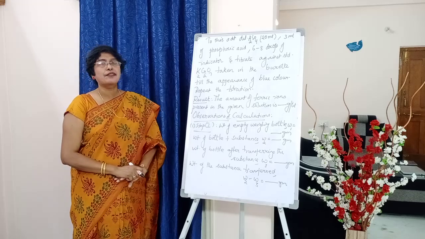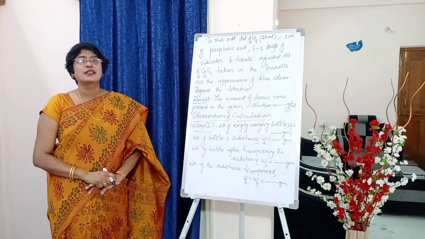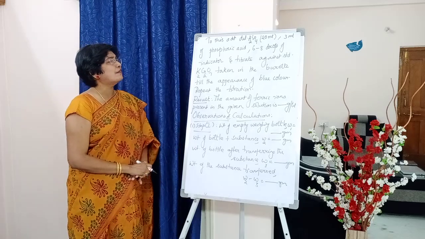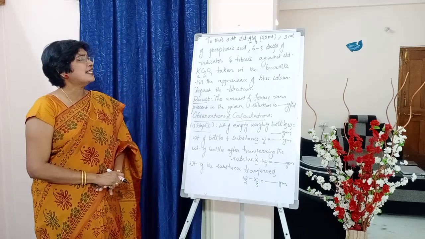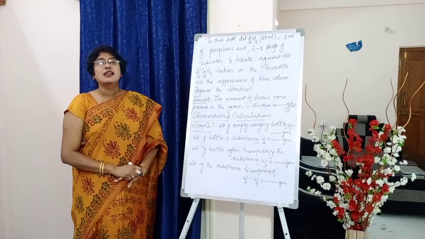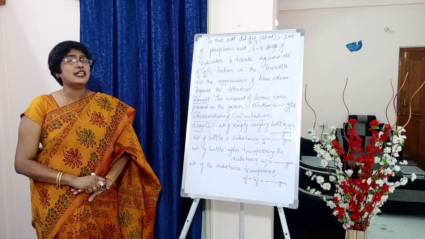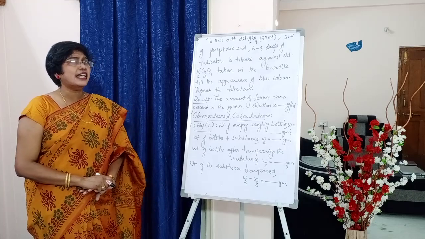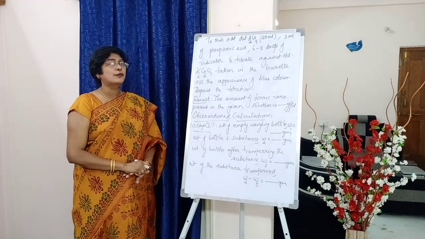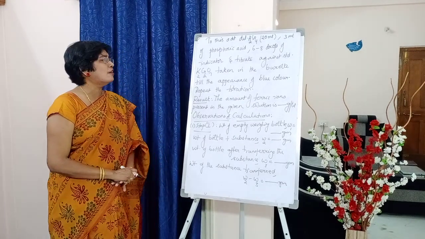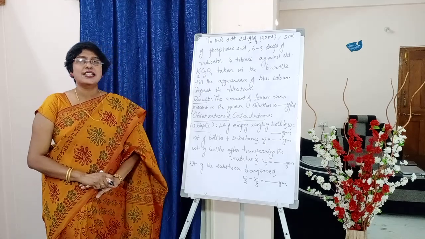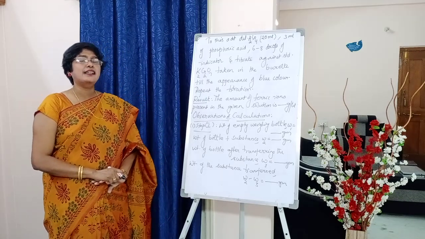3 ml of phosphoric acid, 6 to 8 drops of indicator, and titrate against standard potassium dichromate taken in the burette till the appearance of blue color. Full stop. Repeat the titration.